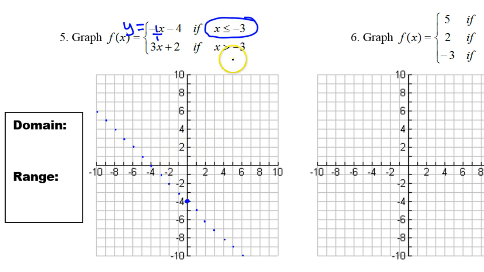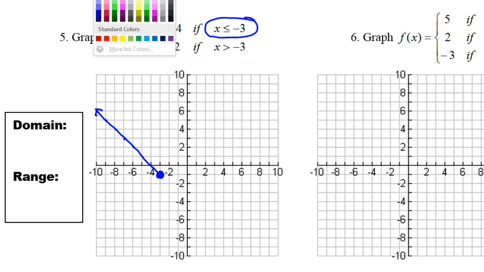Let's see, which one of these dots is at negative 3? Okay, this is the dot at negative 3. So that's going to be a closed circle because of the or equal. And it says less than or equal, so I want the x values that are to the left. So I'm going to draw the portion of the function that goes to the left. So that's the top piece. Make sure you erase any extra dots if you use this method.